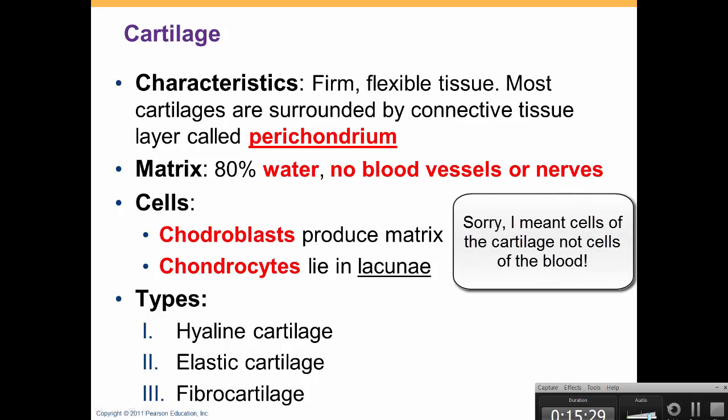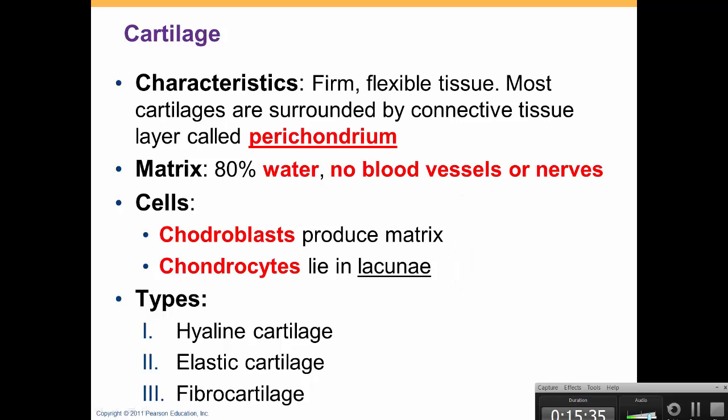Cells of the cartilage. Two types. We have the chondroblasts, which are the ones that make the matrix. When these ones become older, when they mature, we call them chondrocytes. And these chondrocytes are the ones that lie in the lacunae. So these ones actually are in spaces. These spaces are called lacunae. So we'll see a picture of that.